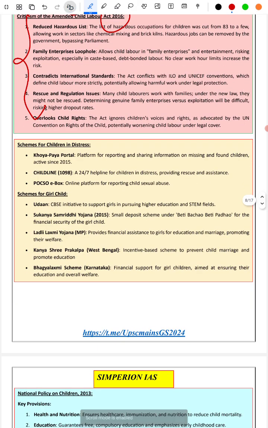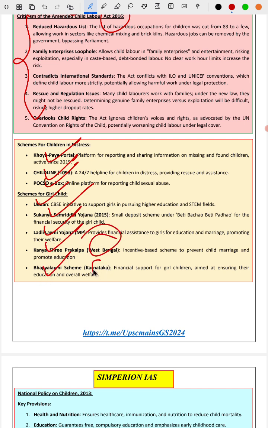Next we have covered schemes for children in distress: Khoya Paya portal, Childline, POCSO e-box. Schemes for the girl child, that is Udaan, Sukanya Samriddhi Yojana, Ladli Lakshmi Yojana, Kanyashree Yojana of West Bengal, and Bhagyalakshmi scheme of Karnataka.